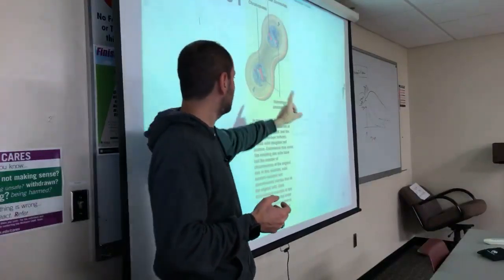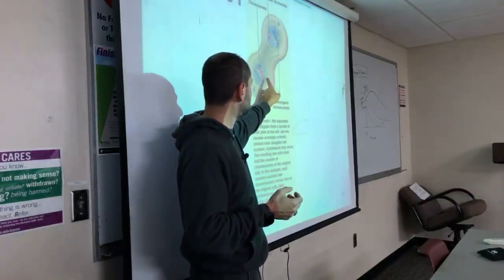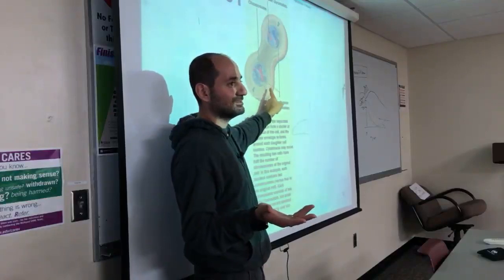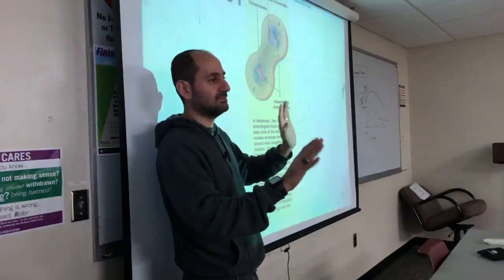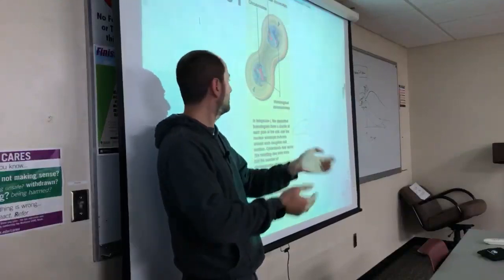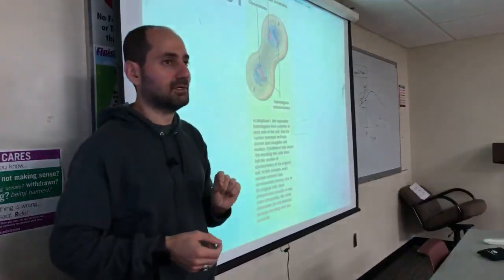Why? Because now, instead of this cell having a mom and dad chromosome 1, it just has 2 of mom's chromosome 1. Now, that's not diploid. You have to have a mom and a dad chromosome 1. Right? That's what I'm talking about.